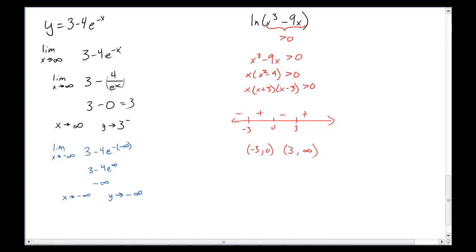Alright, so what I would say is that as x approaches negative 3, specifically from the right, y will approach, well, it's positive there, so therefore it has to be going up. So y has to be approaching positive infinity. Alright, as x approaches 0 from the left, it's still positive, so y still has to be approaching positive infinity.